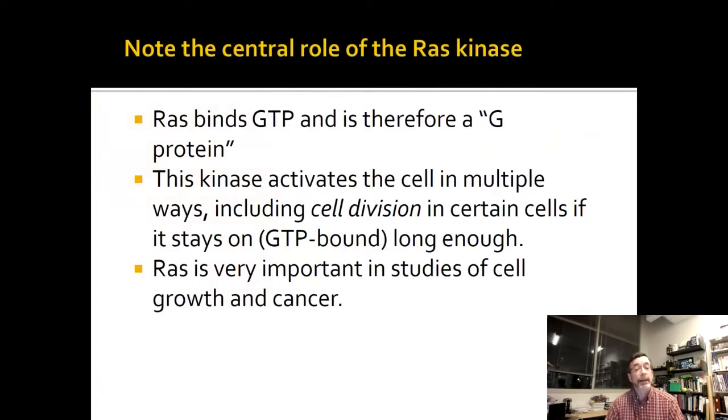And the kinase activates the cell, and it includes cell division in most of the cells that it is in. It just has to stay on long enough to have a big cascade that goes along, and then all those kinases go and turn on the genes. So RAS is very important. If RAS gets turned on accidentally, the cell is growing accidentally.